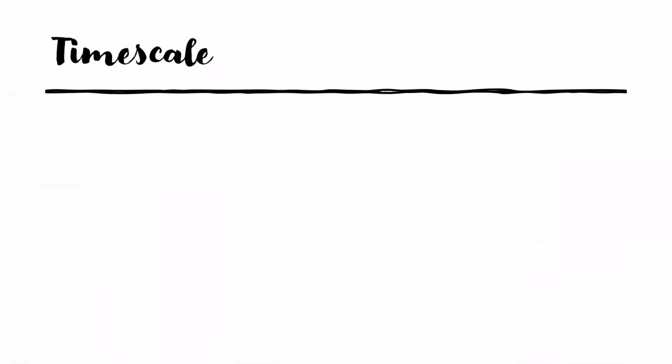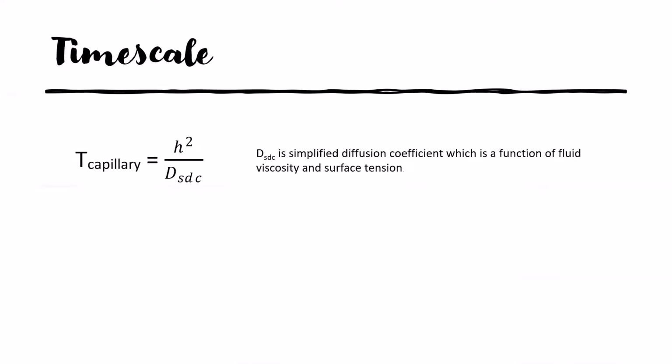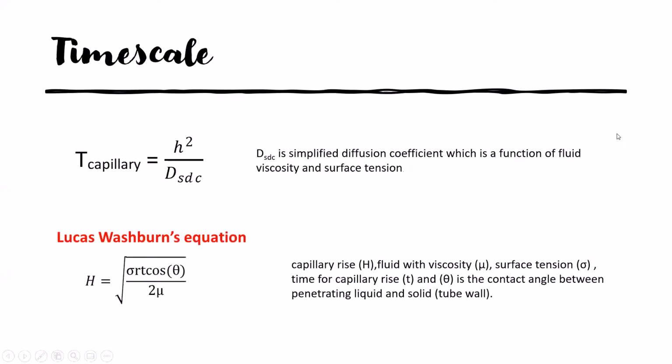The next important question is, what is the timescale over which this happens? We've seen that the tissue paper took forever to transport the fluid across at the macro scale. The timescale is simply given by capillary rise squared over something called a simplified diffusion coefficient. If you look closely, you'll realize that the expression is similar to the timescale of diffusion with an additional dependence on surface tension. Lucas Washburn derived an expression linking capillary height, time, surface tension, and contact angle.